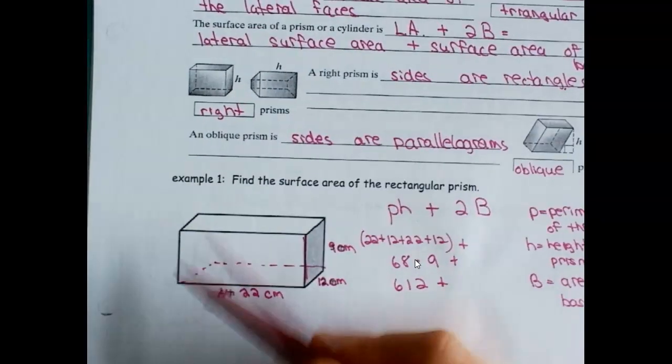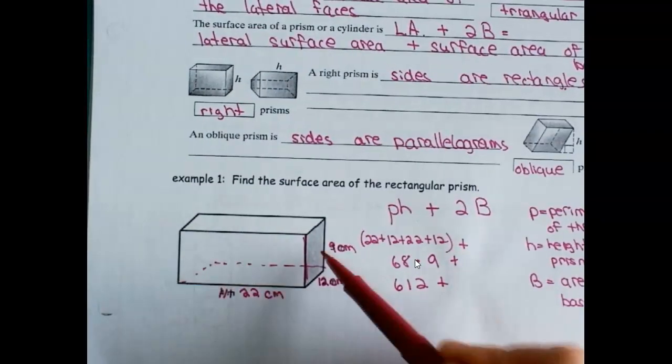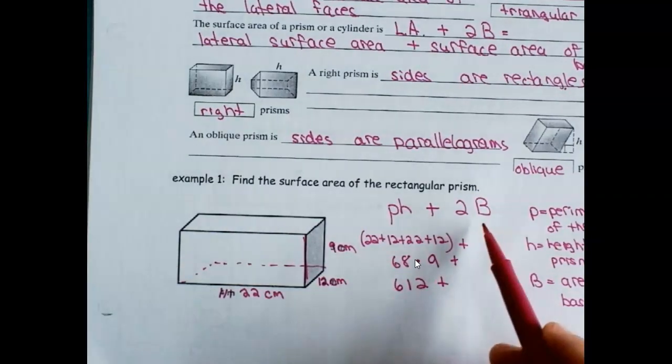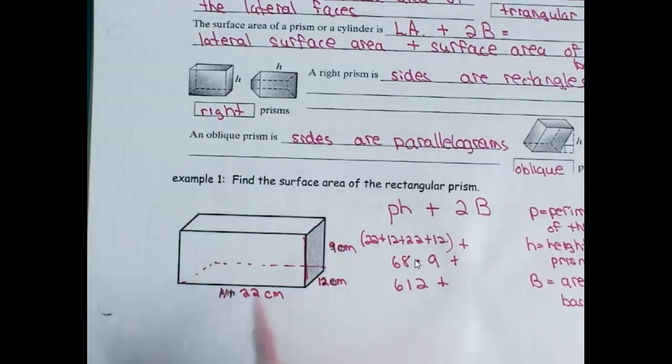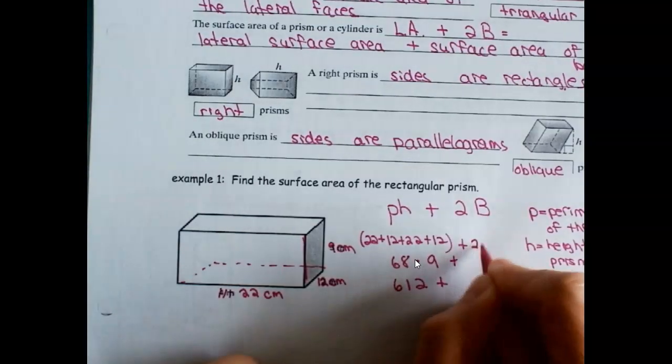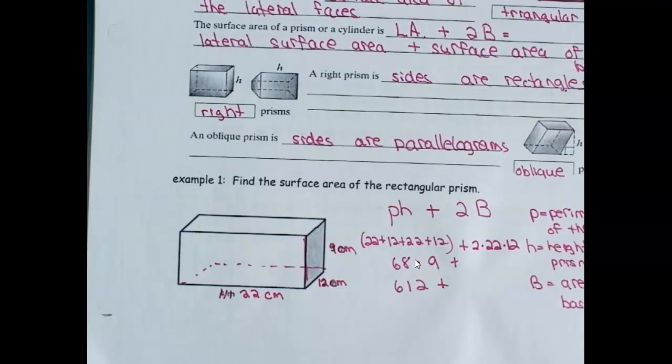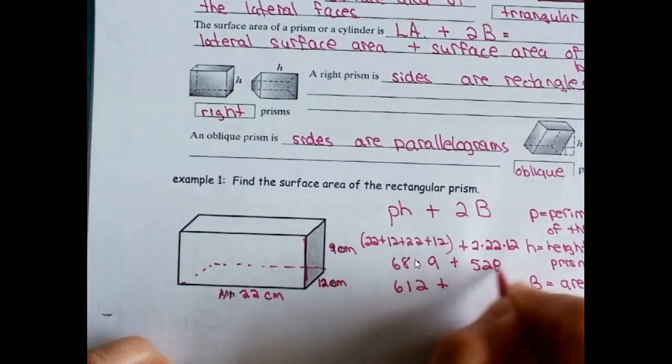So if you think of what that has done, that's found all of the lateral areas. So in other words, I've covered the front of the box, the back, the left, and the right. The last thing I'm adding in is the top and the bottom, which again are both rectangles. Big B stands for the area of this base, which is this rectangle down here. So we've got 2 times 22 times 12. And we've got 528.